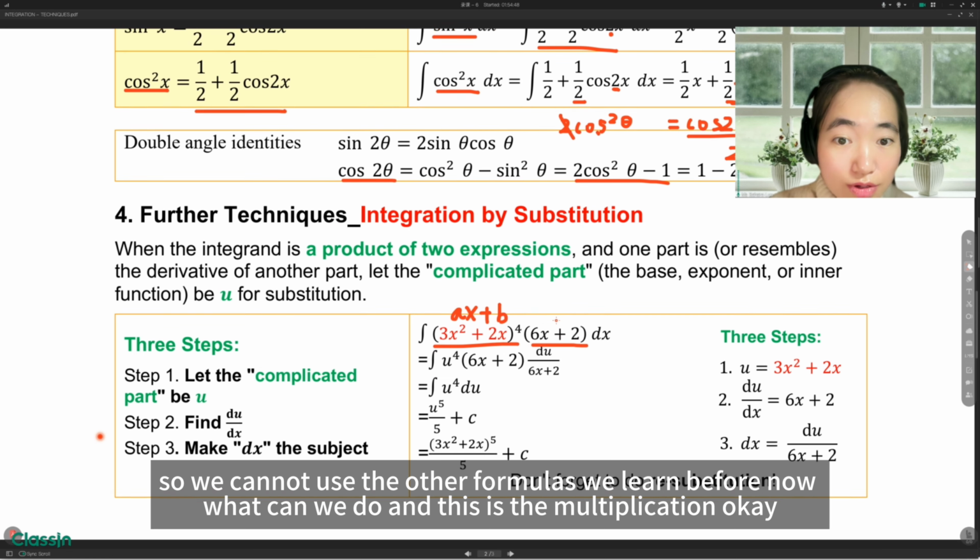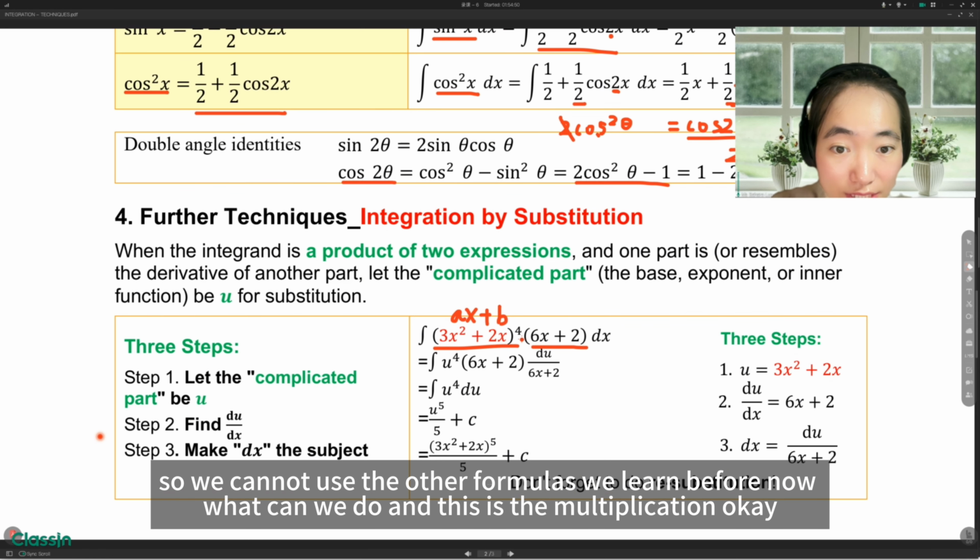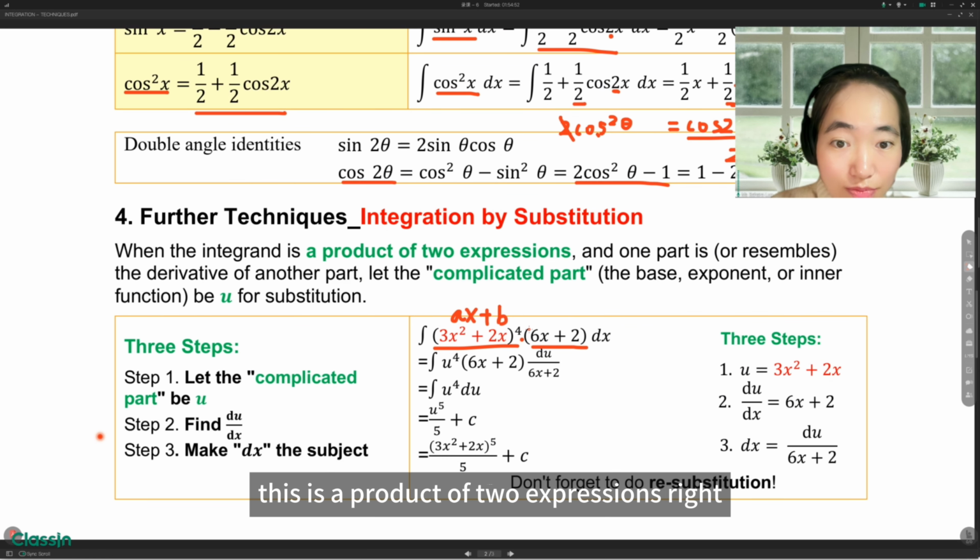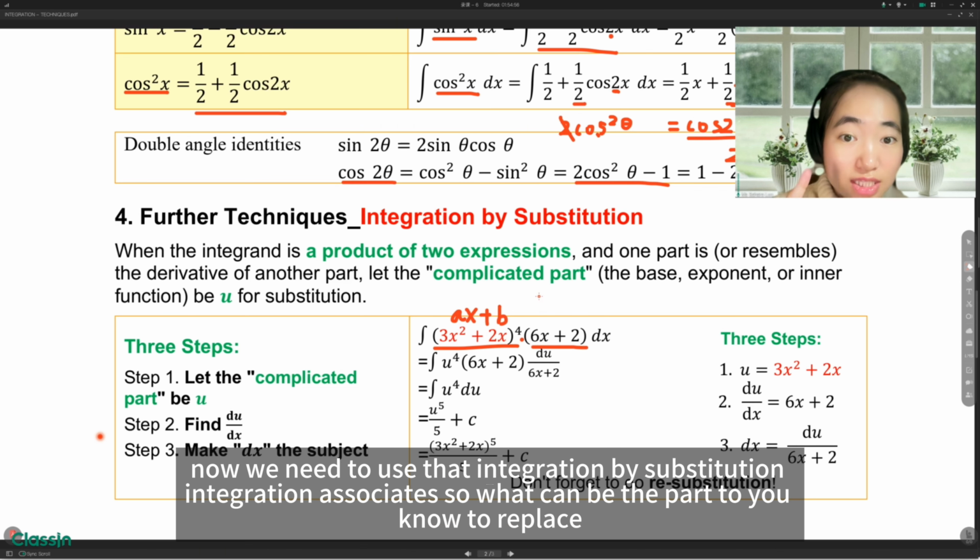Now what can we do? And this is the multiplication. This is a product of two expressions, right? Now we need to use the integration by substitution. So what can be the part to replace?